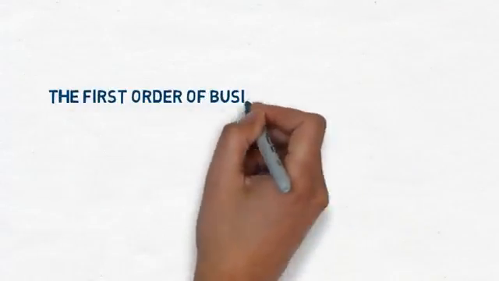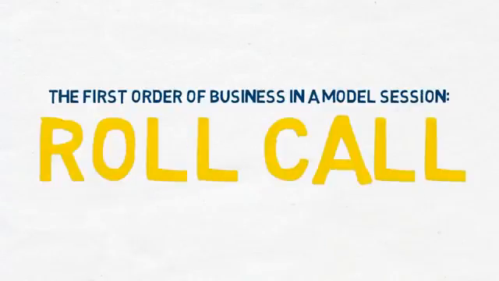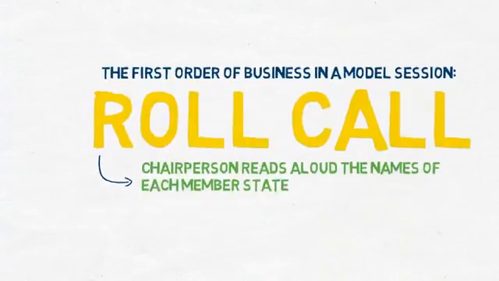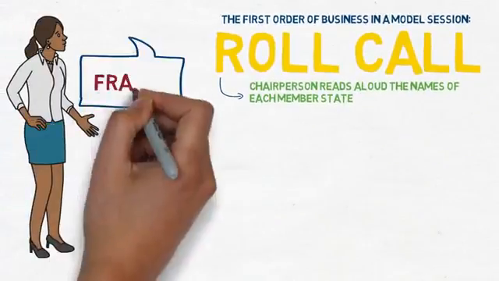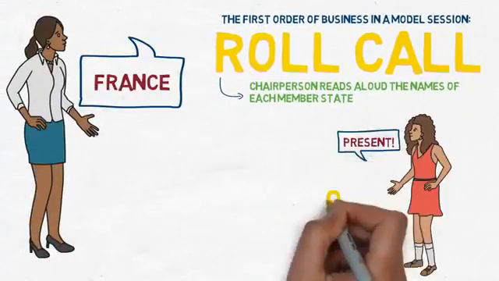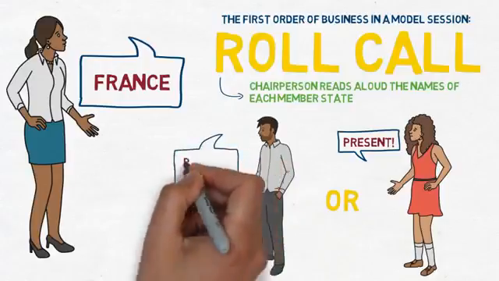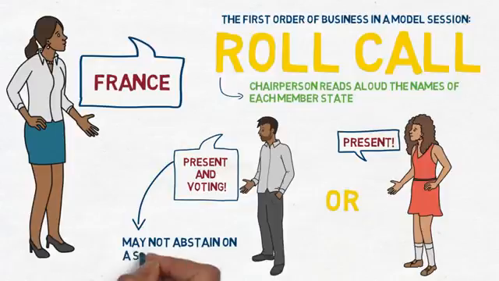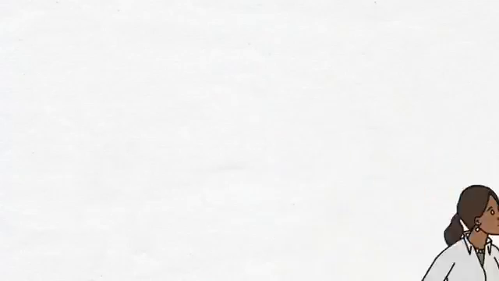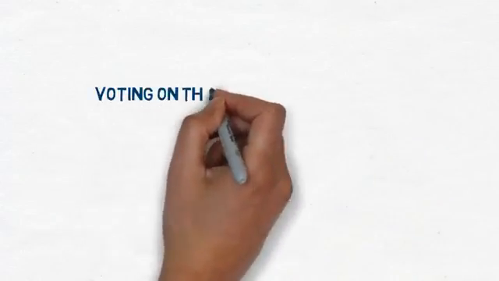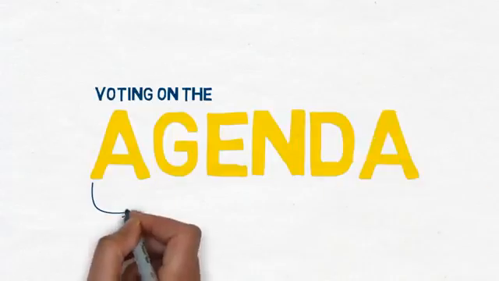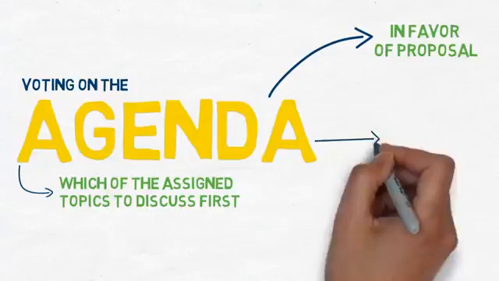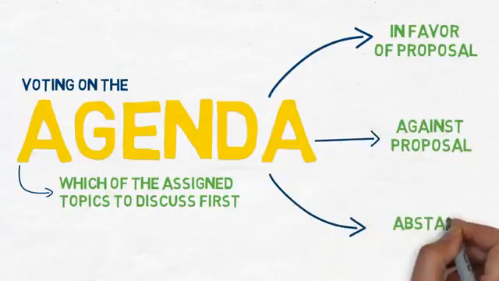The first order of business in a model session is a roll call, during which the chairperson reads aloud the names of each member state in the negotiations. When a delegate's country name is called, he or she may respond "present" or "present and voting." A delegate responding "present and voting" may not abstain on a substantive vote. After roll call, the group can vote on the agenda and decide which of the assigned topics to discuss first. Delegates can vote in favor of a proposal, against a proposal, or abstain from voting.